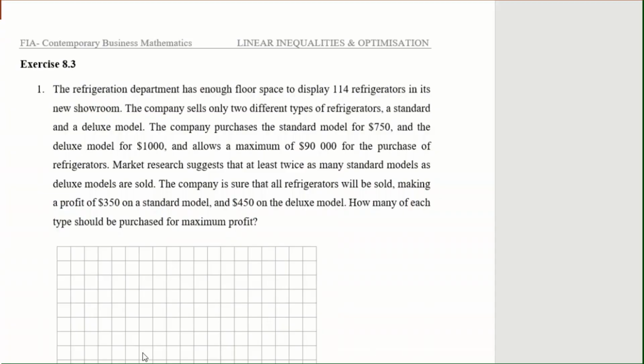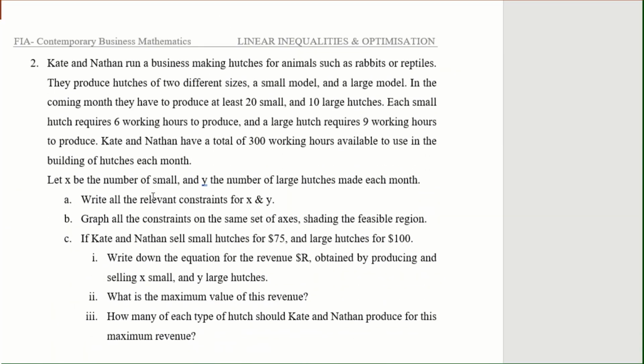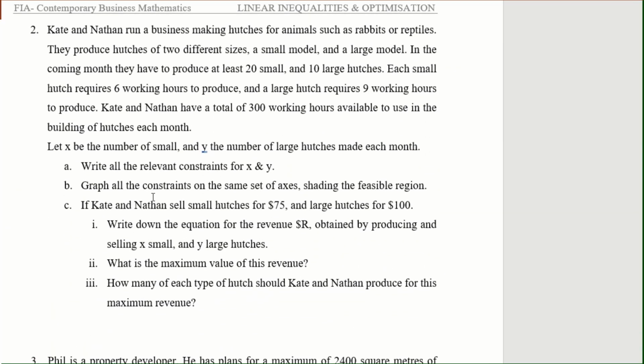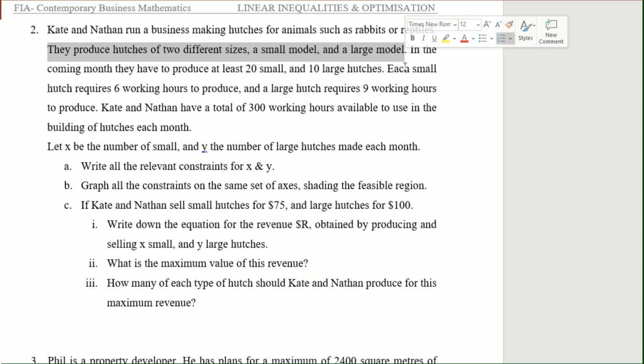Okay, let's look at question 2. Let's go back to the manual. Kate and Nathan run a business. So you see in your exams, they will already give you this part. Do you see? Let X be the number of small and Y be the number of large hutches. So they already tell you which is X and Y. So you just look for the constraints. Kate and Nathan run a business making hutches for animals such as rabbits or reptiles. They produce hutches of 2 different sizes, a small and a large, X and Y.